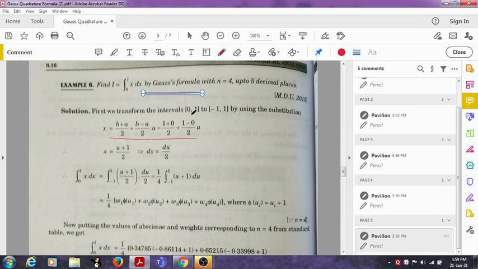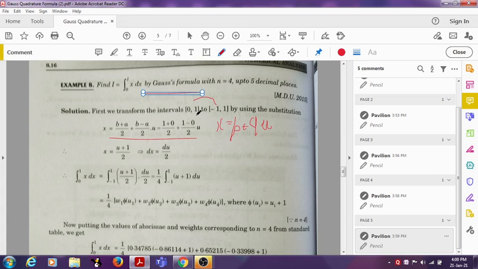Look here. In the Gauss quadrature formula, in the starting we have to reduce our integral into the interval minus 1 to 1, and that can be done by substitution. If you remember, when we were solving the article on the Gauss quadrature formula, we put the value of x as p plus q into u, and then we found the value of p as (b plus a)/2 and q as (b minus a)/2.